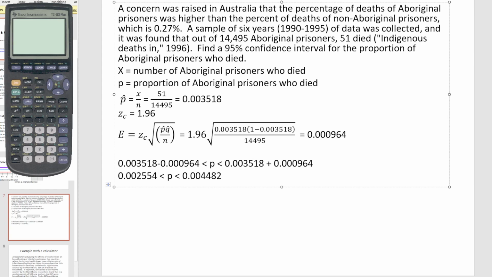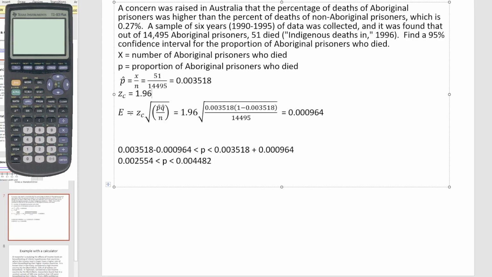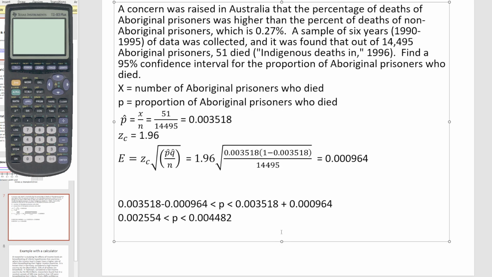So for our margin of error term, E, we get that E is the critical value times the square root of p hat times q hat over n. This ends up being 1.96 times the square root of 0.003518, this is the p hat that we calculated, times 1 minus p hat, because q hat was 1 minus p hat, all divided by the sample size, which is 14,495, and we get 0.000964.